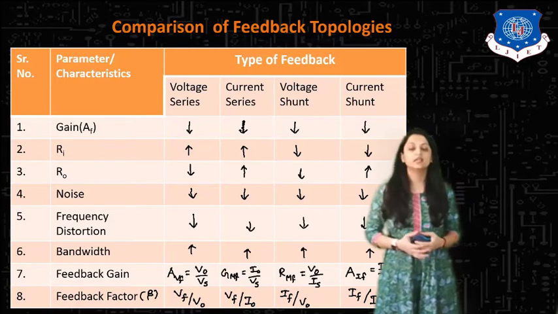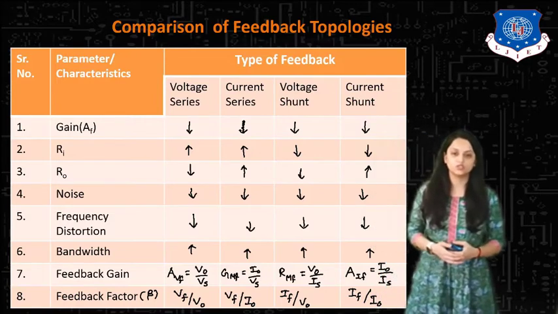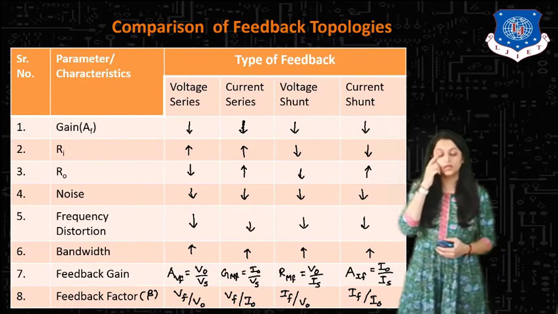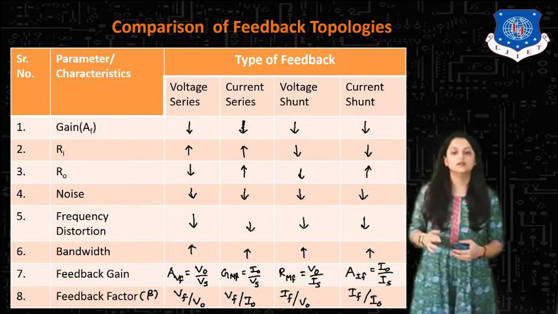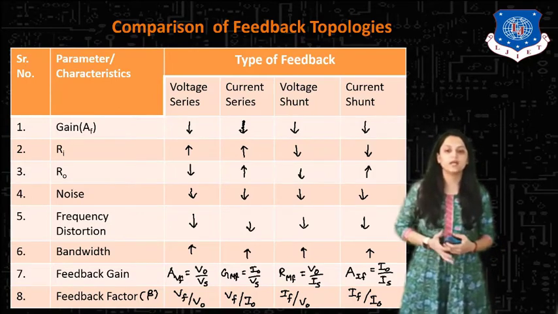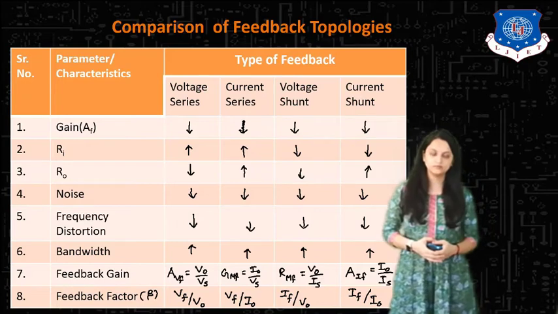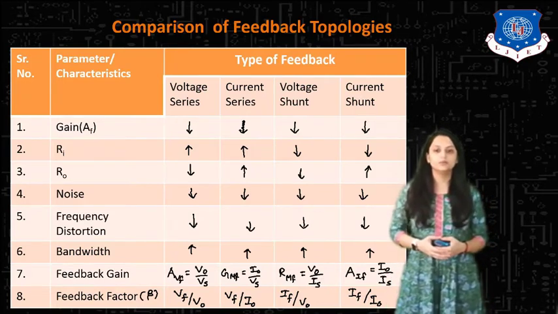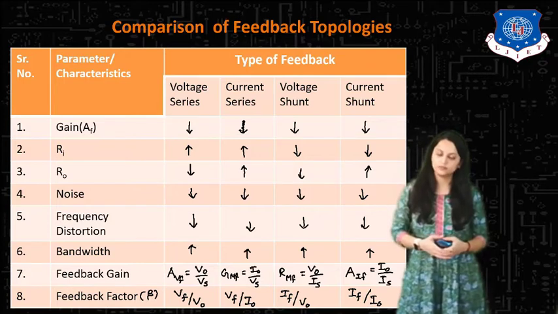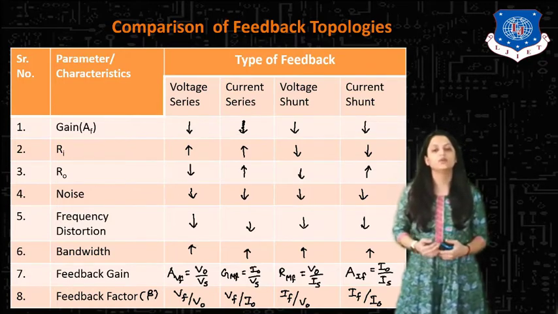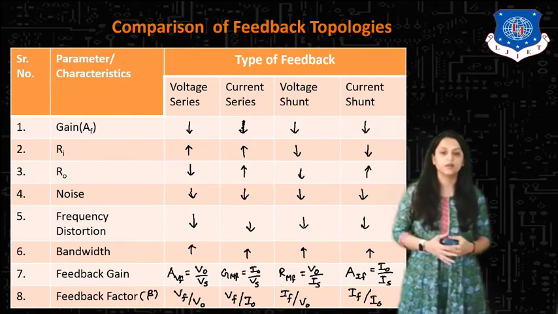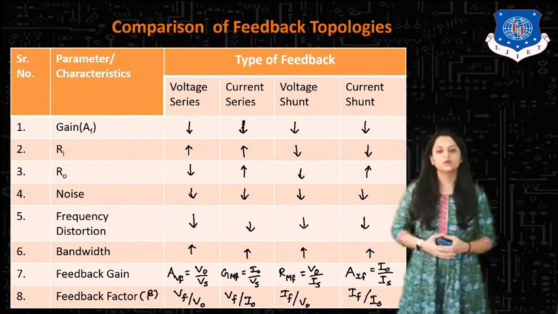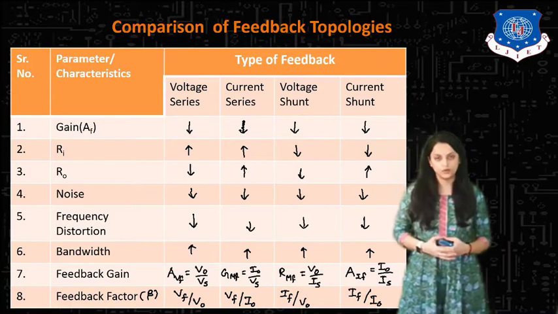Now let us see the comparison of feedback topologies. Here we have seen that there are basically 4 types of feedback. First one is voltage series feedback. Second one is current series feedback. Third one is voltage shunt feedback. And the next one is current shunt feedback. So we are going to compare these 4 topologies for different parameters.